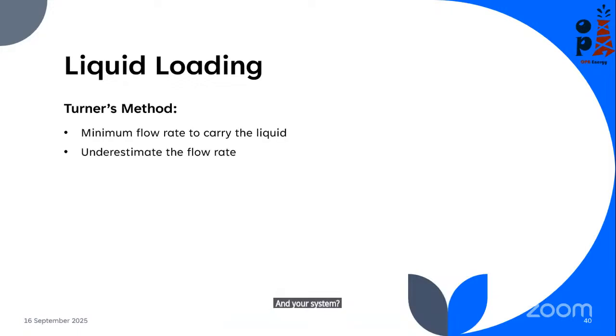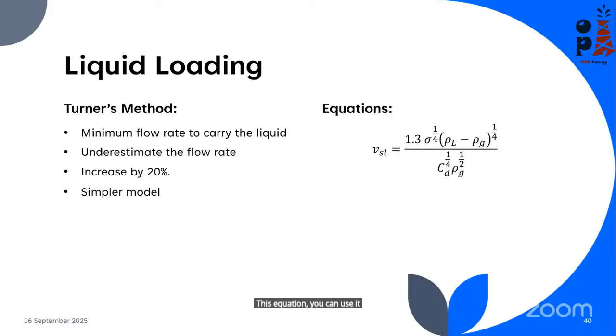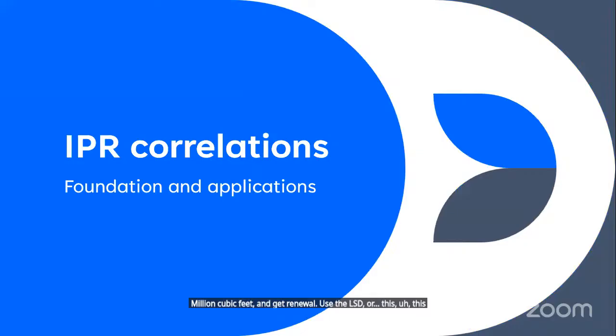We have a very simple method called the Turner method. This equation, you can use it to calculate the velocity necessary to hold all the liquid from your well up to the surface. There is one problem. This method is simple and reliable, but you have to increase the velocity you get here by 20% to be safe, because it tends to underestimate the flow rate required. This is the flow rate required in million cubic feet when you use the velocity from this method.